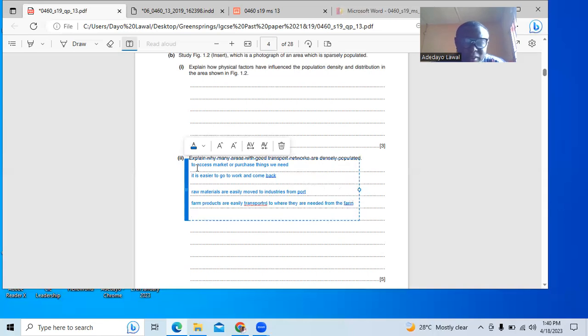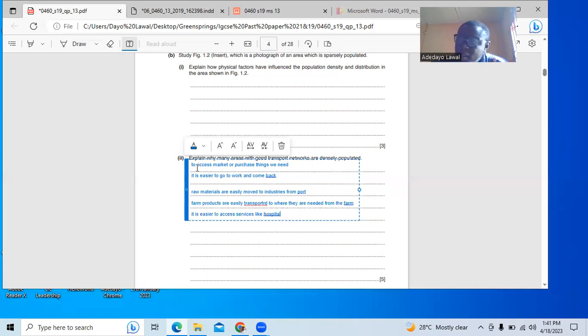What else? There are many other points you can say. It is easier to access services like hospitals. Just imagine you are sick, there's an emergency, you need to get to the hospital on time, and the road is good, transportation is okay, and in less than 15 minutes you're already in the hospital, and the doctors are able to save you. Obviously, that will encourage people to live there.